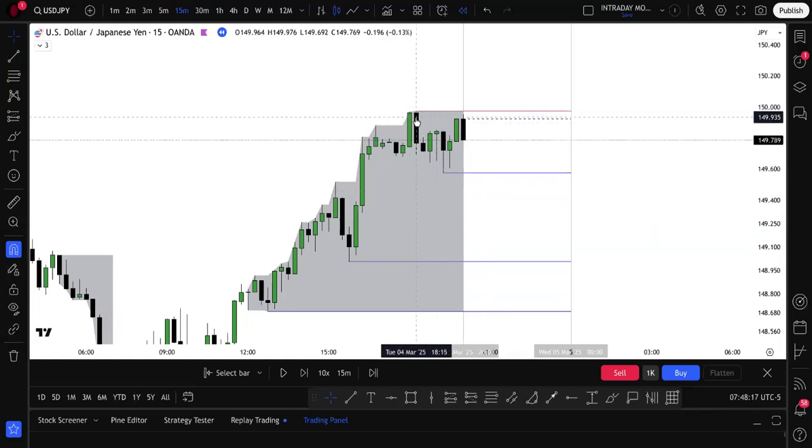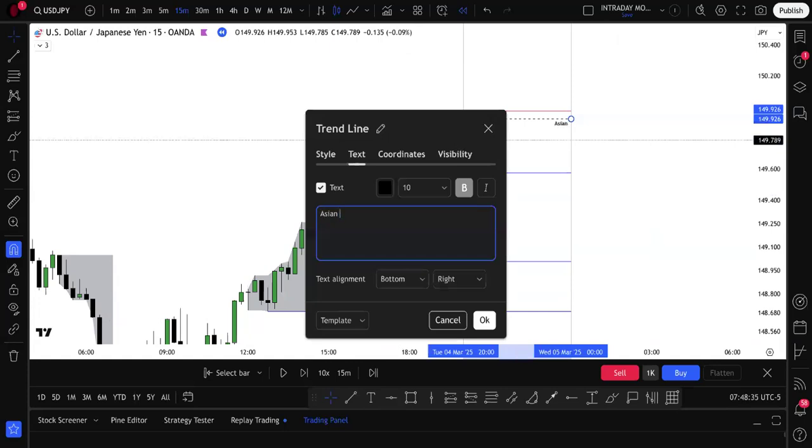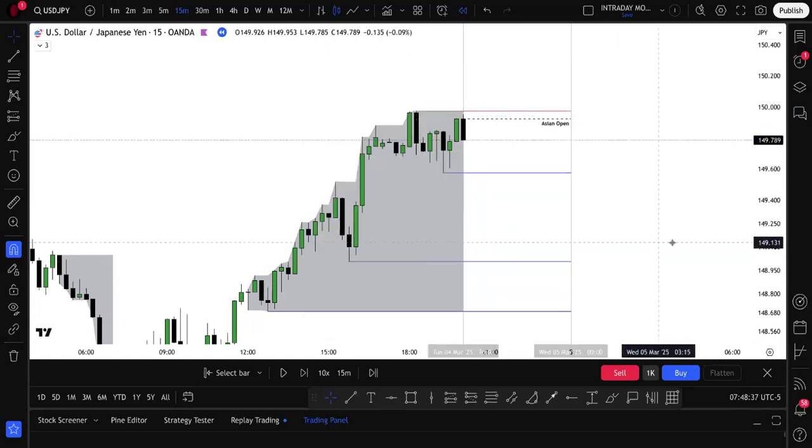So let's say, is this a swing high? Let me see. It is a swing high. But let's say these were a double top. I would take this because it's still buy side. Even if it's not a swing high and it's a double top and it's equal highs, I would use that as a buy side liquidity pool. We got the opening price. This is Asian Open. Look how fractal this stuff is.